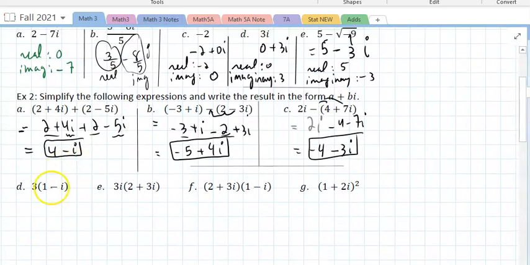How about if you multiply? Well, that is, again, you treat that just like you treat an x. Done.